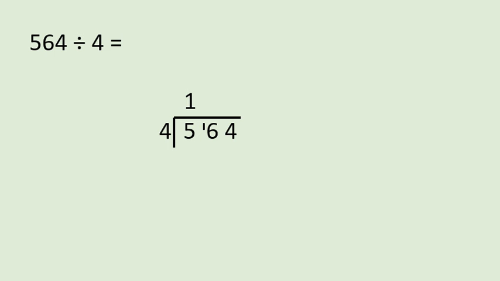Let me count. 4, 8, 12, 16. 4 goes into 16, or 16 tens, 4 times. So I will write that above the line. Lastly, how many 4s go into 4? 4, 1. 4 goes into 4 one time. This gives me an answer of 141. So 564 divided by 4 equals 141.